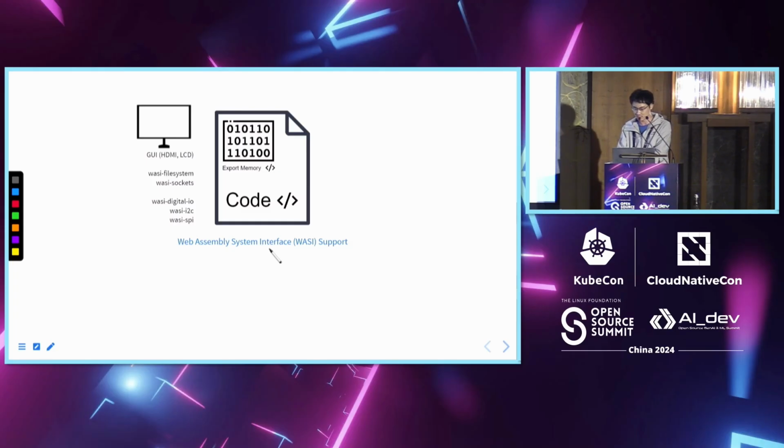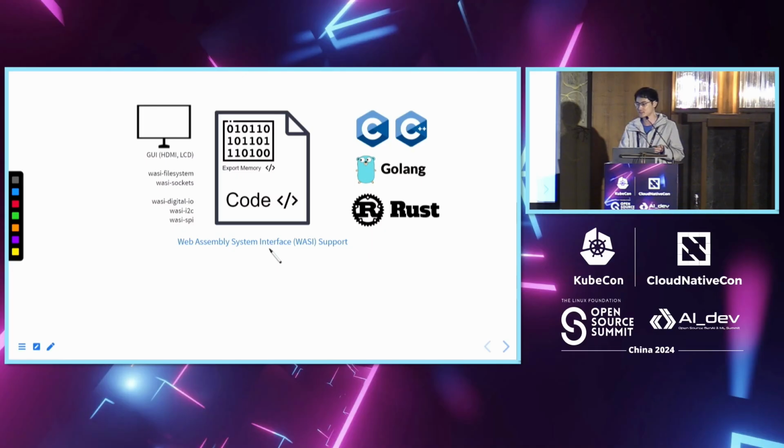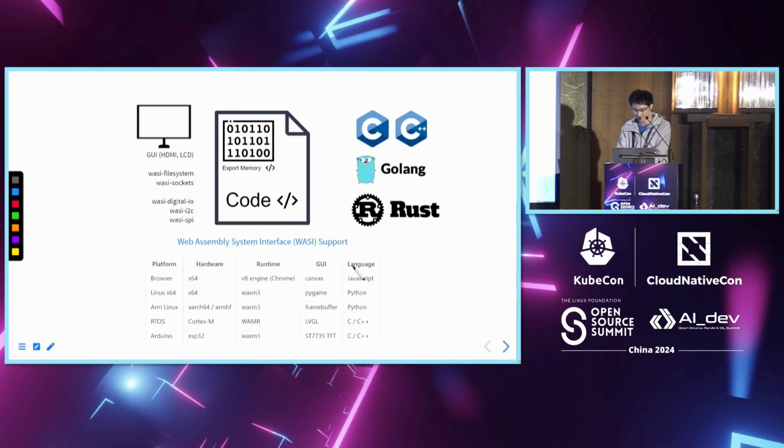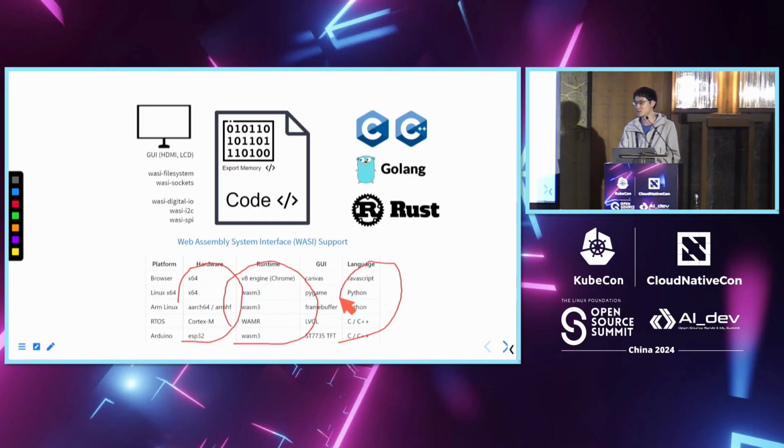Another benefit of using WASM is that it supports different programming languages, such as C, C++, Golang, and Rust. So we can use different programming languages to develop WASM code or WASM applications. Here's a summary of the hardware, runtime, and programming languages I used in this project.